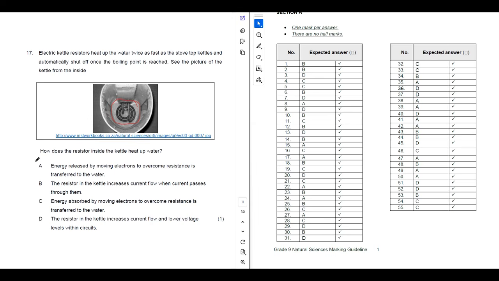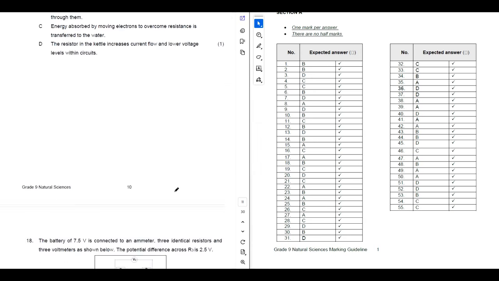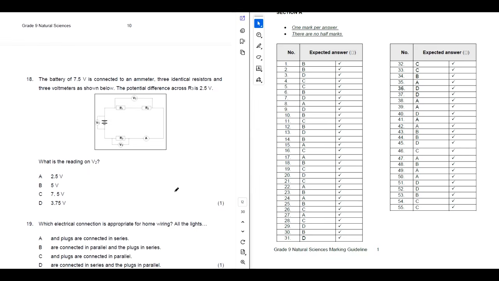Our answer will be A, which says that energy released by moving electrons to overcome resistance is transferred to the water. The energy that is released by moving electrons to overcome resistance is transferred to the water, and that causes the water to heat up or to boil. Then next, we will move to our next question, which is question 18.